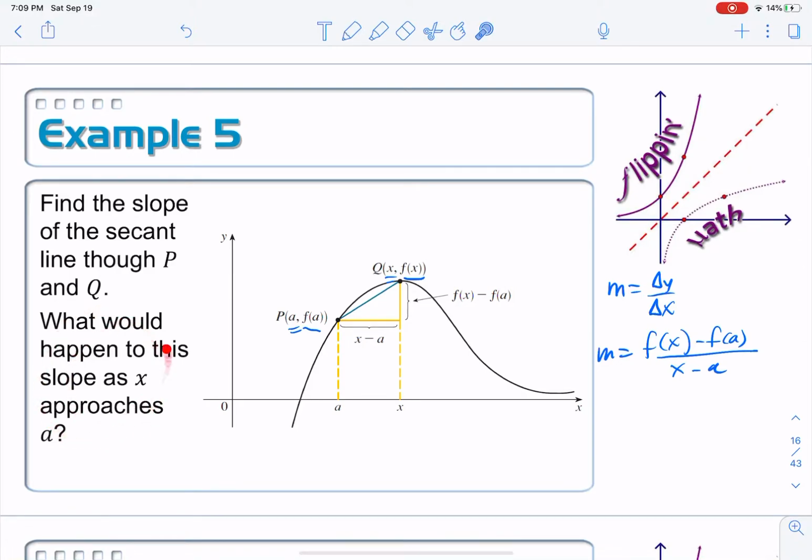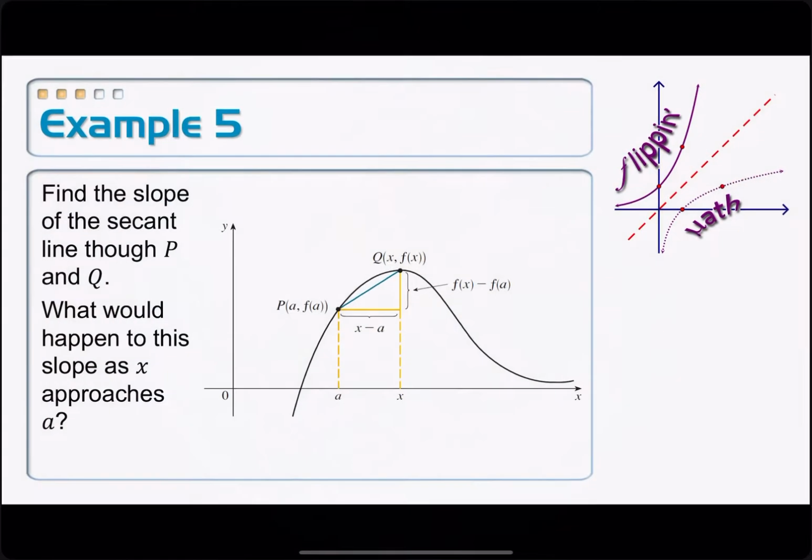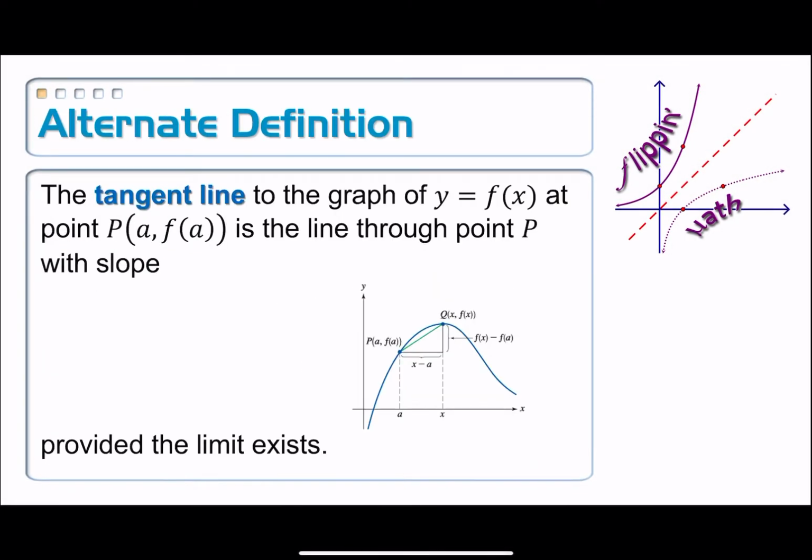Now we can ask the follow-up question, or maybe even try to answer it. What would happen to this slope as x approaches a? So as x gets closer and closer to a, in other words, if I plug a in here, I'd get 0 over 0. But as this x and this a value get closer and closer together, point P and point Q are going to get closer and closer together, thereby giving us the tangent line again, or the slope of the tangent line at any particular point. This sounds to me sort of like an alternative definition for the slope of a tangent line. Yep, it sure is. So let's write this one up too, shall we?